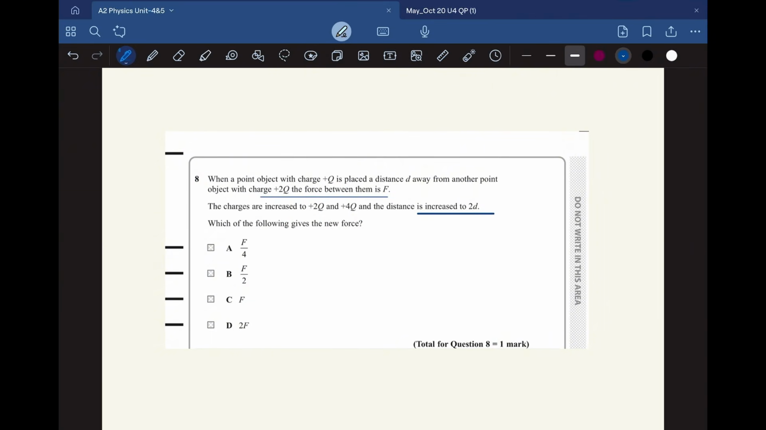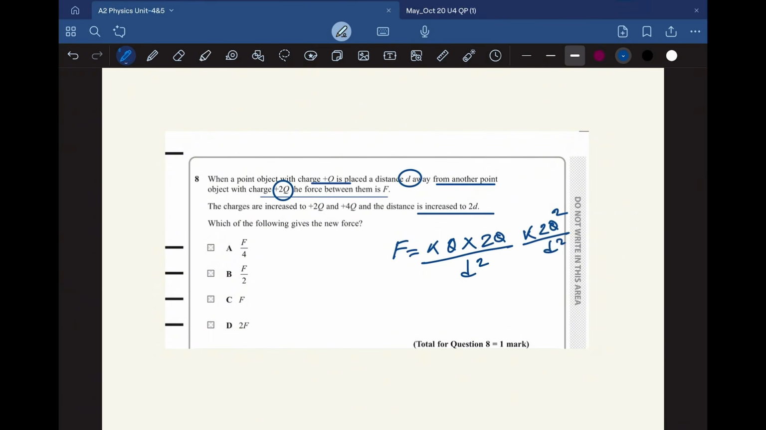So let's figure out the force for this one, which was plus q, and the other one was also plus q, and the distance was d. So we know there is a formula, F is equal to k q1 q2 by r squared, right? So it will be, all right, so first one was q, so q into 2q divided by d squared, so it will be k 2q squared by d squared, right?